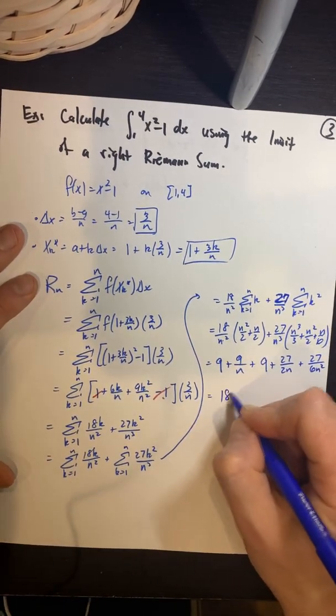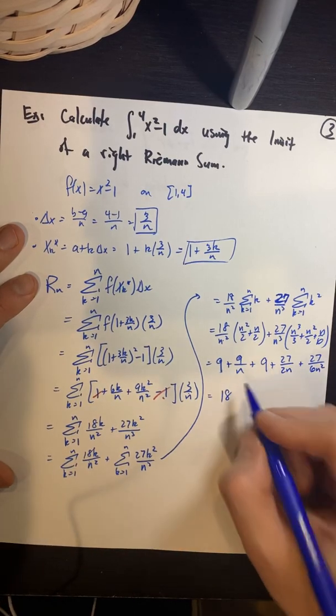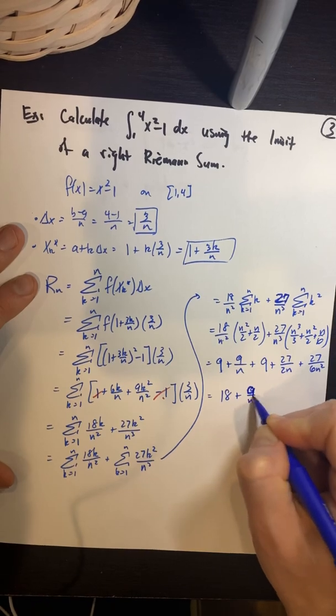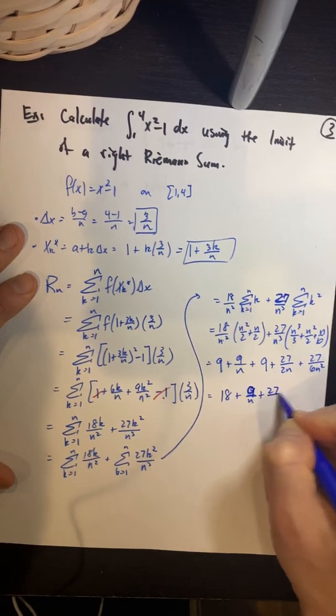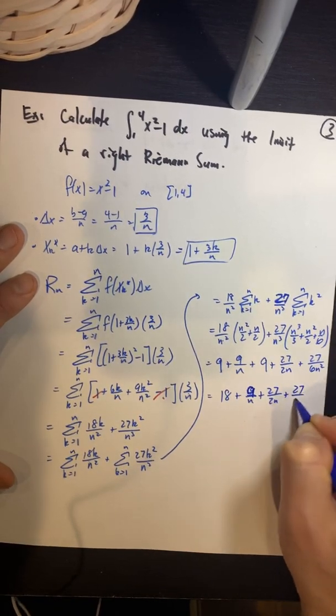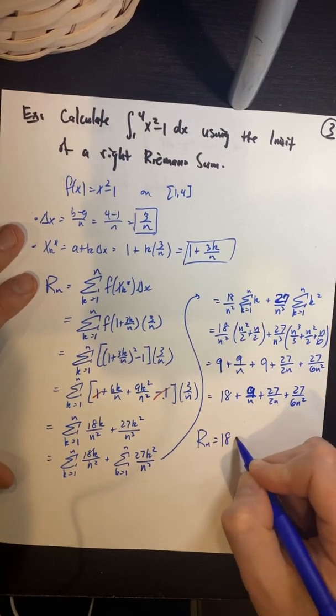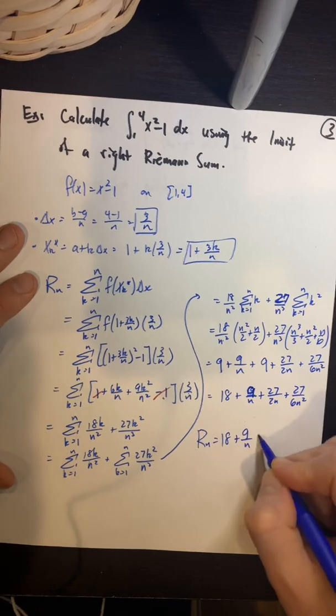Simplifying, we get 18, adding these two together. And you know what? I don't even care. This would be 9. I don't even care what the other terms are because they all have an n in the bottom. I don't even care if they cancel. So R_n is considered to be this thing.